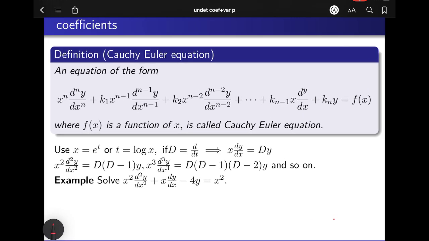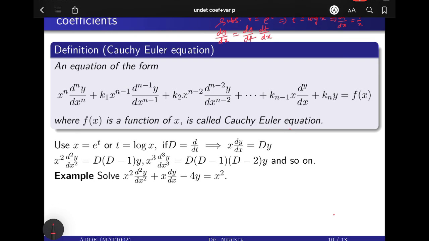So here we substitute x equals e^t, that is t equals log x. Now I need to substitute dy/dx. In place of dy/dx, first you write dy/dt times dt/dx. From here, if you find dt/dx, you will get 1/x. So here immediately you can write this.